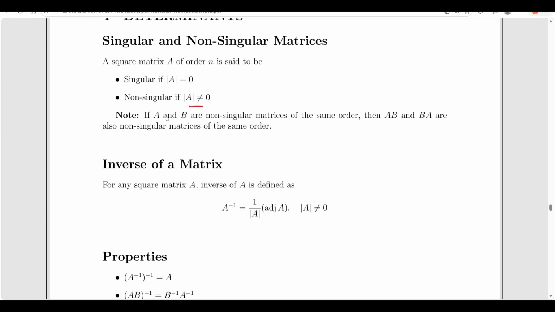Suppose you consider two matrices A and B, and these two matrices are non-singular, and those two matrices must be of the same order, then the products of the two matrices AB and BA are also non-singular matrices. Okay, and it will be of the same order, because if you have to find the product, it has to be of the same order, which has to be defined.